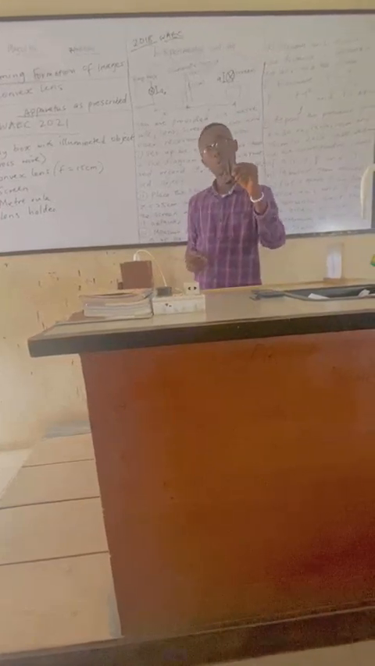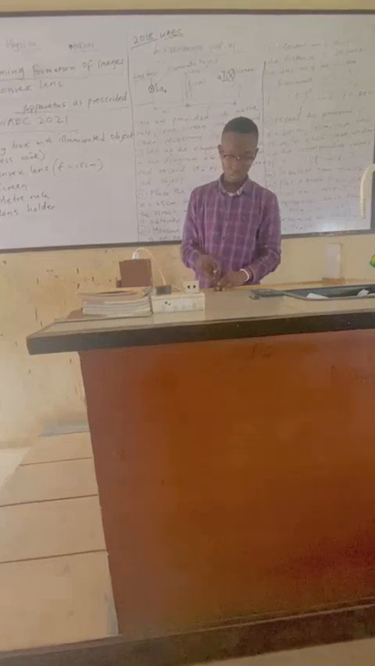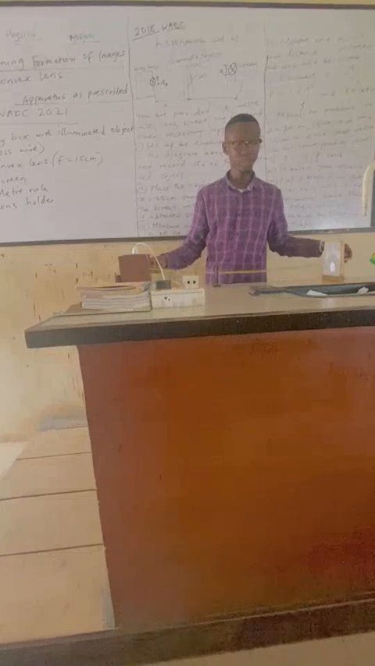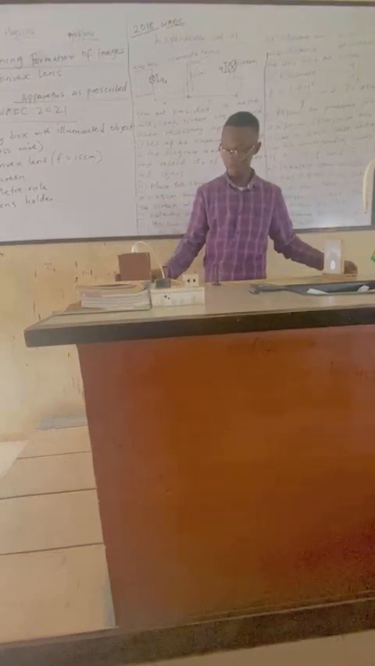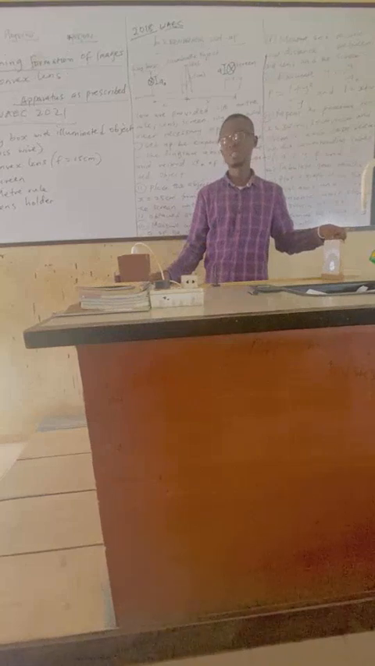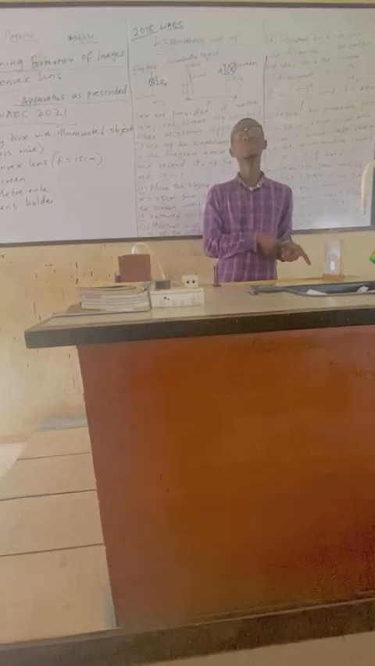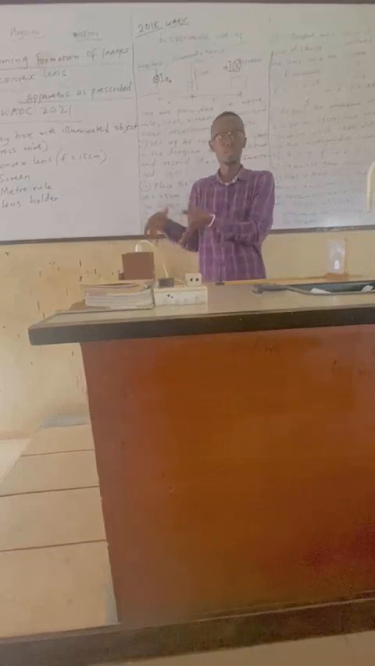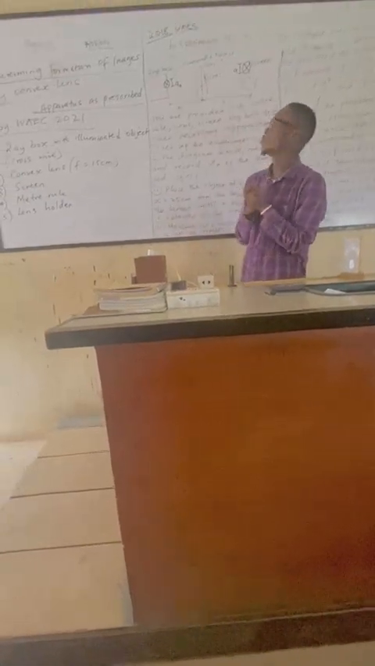This is a lens holder. This is a meter rule. Of course, you know what a meter rule is. And this is the screen. The essence of the screen is to view the image formed from projecting this illuminated object from the ray box. So we are going to do that.